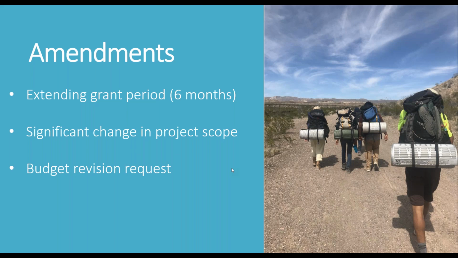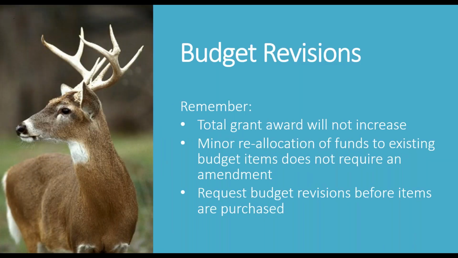So if you want to purchase an item that is not currently listed with a dollar amount on the approved budget, you'll need to request this budget revision. And in this case, you request it, and then we actually just go in and change your actual approved budget in the system to reflect whatever change you're doing. So I'm going to take a deeper dive into budget revisions, since these are by far the most common type of amendments that we process with grantees.